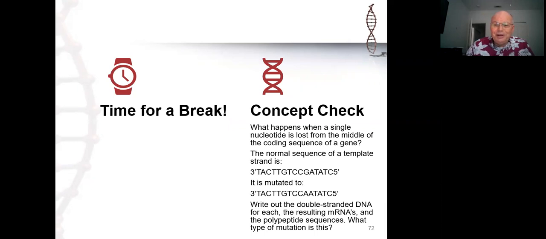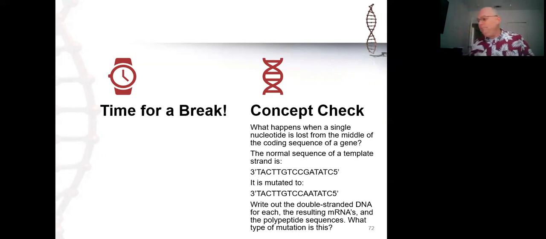So here is an opportunity to do some transcription and translation type work. The normal sequence of a template strand is 3' TAC TTG TCC GAT ATC to the 5' end. It gets mutated, and it's a substitution mutation. So TAC TTG TCC, here's the substitution. The G has now been changed to an A, so it becomes AAT ATC 5' end. Write out the double-stranded DNA for each, the resulting messenger RNAs, and the polypeptide sequence.